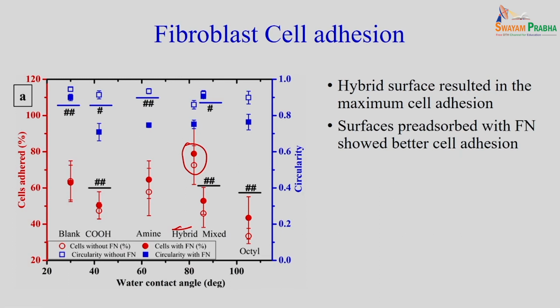cells. Now, a similar observation was made for the circularity, meaning if there is more adhesion, there should be a decrease in the circularity. So, if we compare all the surfaces, these filled squares have lesser values of circularity. It means the cells are more spread on the surface with pre-adsorbed fibronectin. It means it is facilitating the cell adhesion and its spreading.